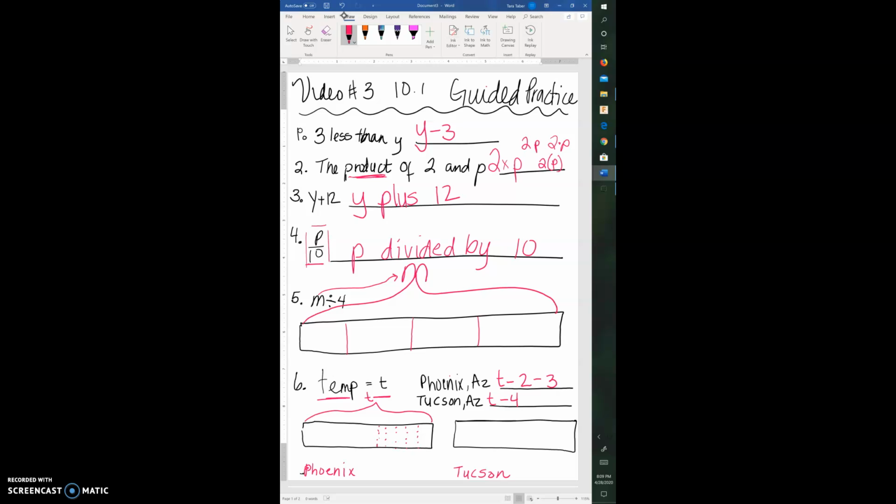And Tucson, we have T for the whole thing. And we're taking off 4. 1, 2, 3, 4. And this one has 5. That just looks really bad. That's how you do it.